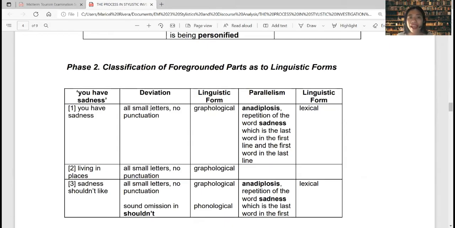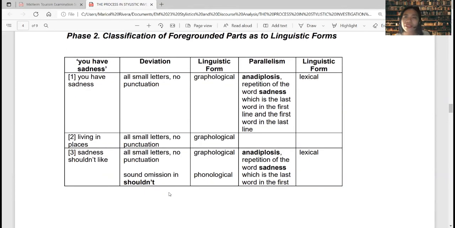This time, our task is actually to classify them into their specific linguistic form. So kung mo tag all small letters, no punctuation, that definitely deviates the graphological aspect of the language. So that's why we are going to say it's graphological. Same here with line 2 and same with line 3, kanisya, diba? Pero sa line 3 class, it's not only graphological which is present. So it doesn't mean the one line will only have one deviation. Of course, it could have many.